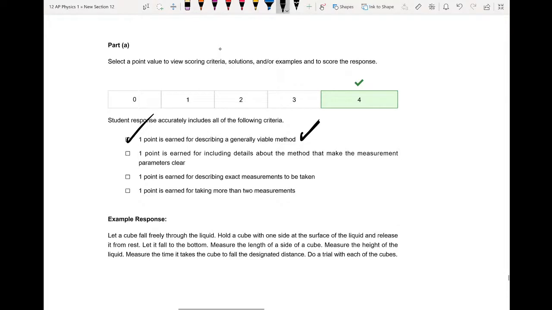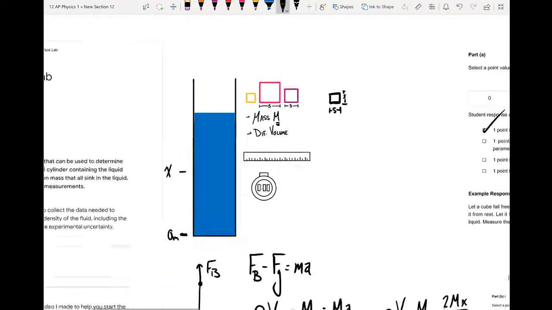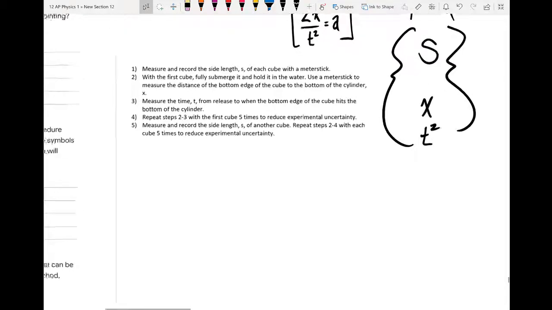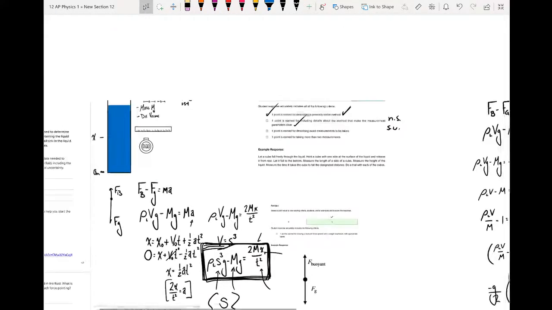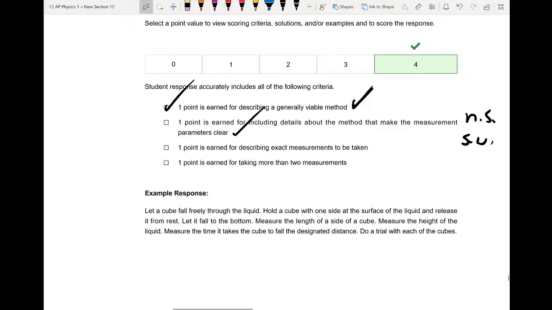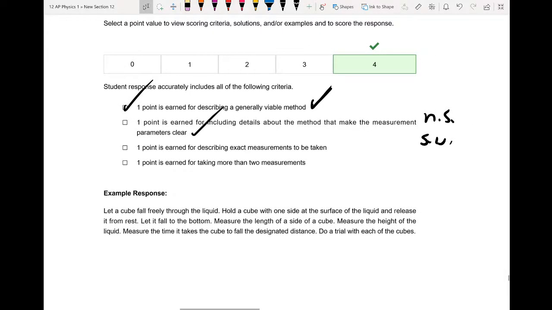One point is earned for including details about the method that make the measurement parameters clear. So in this case we said measure with a meter stick. Oh, measure the time t with a stopwatch. So we have to be very specific about what tool we're using and how we're using that tool. So for including details about the method that make the experiment parameters clear, okay?